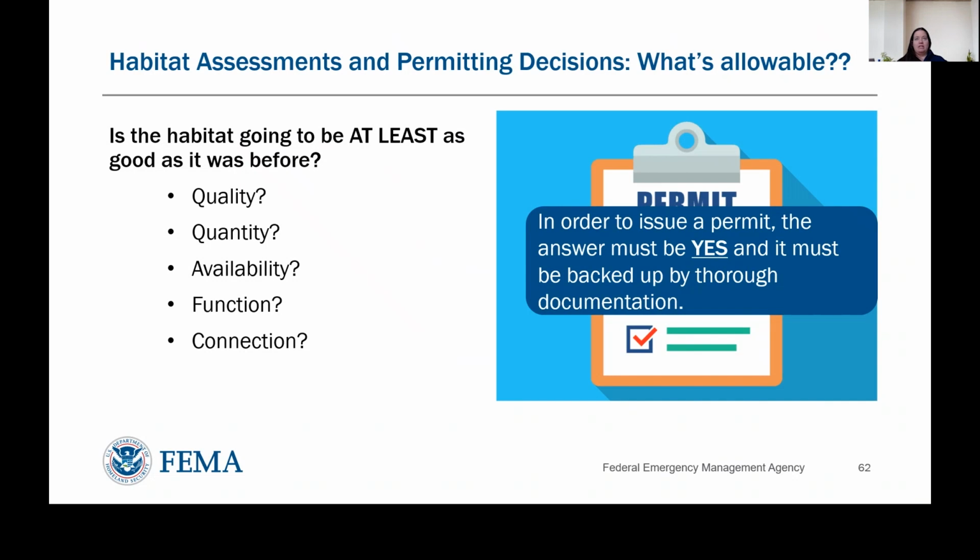If you're going to issue a permit, it needs to be backed up by documentation. So let's just break this down just a little bit from a common sense viewpoint. So quality of habitat, that one's pretty easy. Are we going to have similar amounts of riparian vegetation there? Are the functions from that going to be as good as they were before?